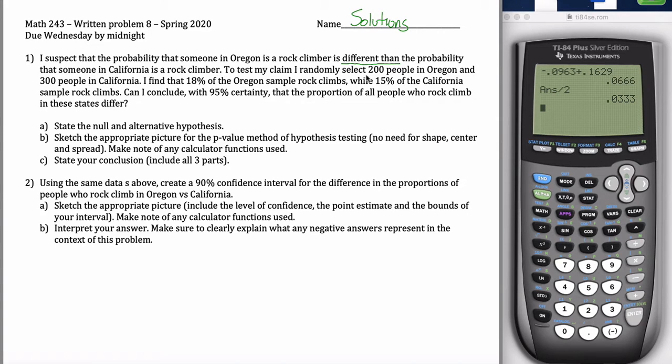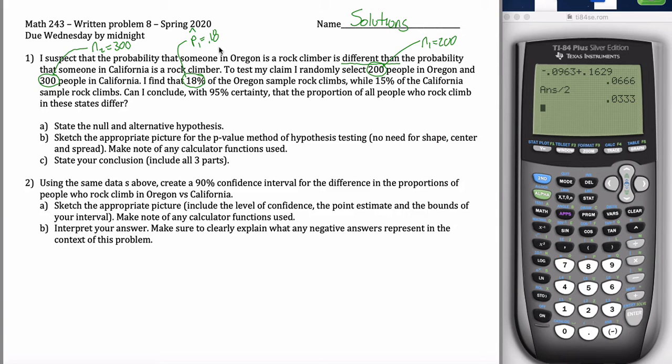To test my claim, I randomly select 200 people in Oregon. If I want to make my Oregons my ones, then this would be N1 right here. And 300 people in California. By default, those must be my 2s, so that would be N2, the sample size of California. And I find that 18% of the Oregon sample rock climbs. So this is a little bit tricky. What I'm really telling you here is P hat for the first group is 0.18.